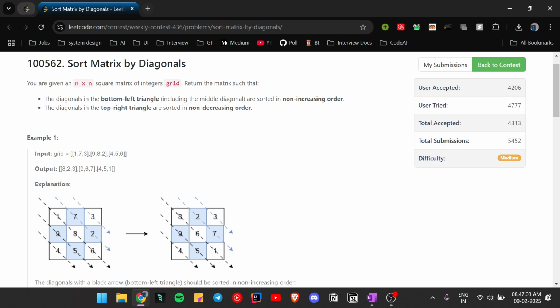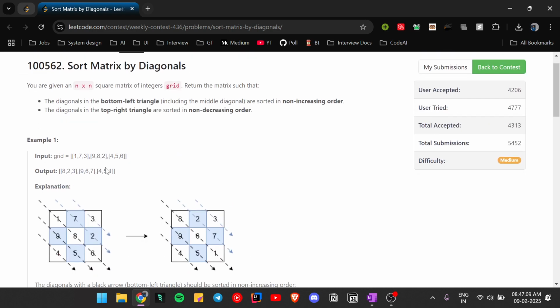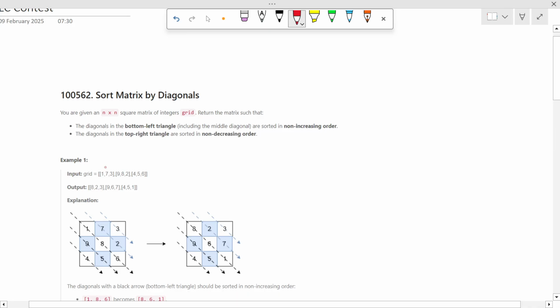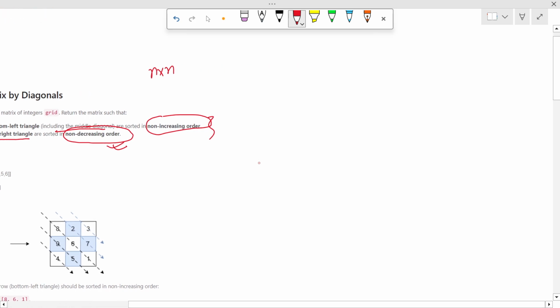And this is our example test case. Let's look at the example test cases, and then we will look at the coding implementation part. In this problem, we are given an n cross n square matrix, and we have to perform two conditions on it. We need to sort its diagonals: the bottom left triangle, including the middle diagonal, is sorted in non-increasing order, and the top right triangle is sorted in non-decreasing order. Now let's understand the sorting conditions.